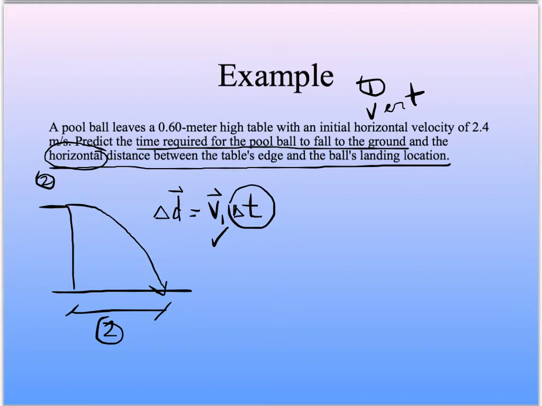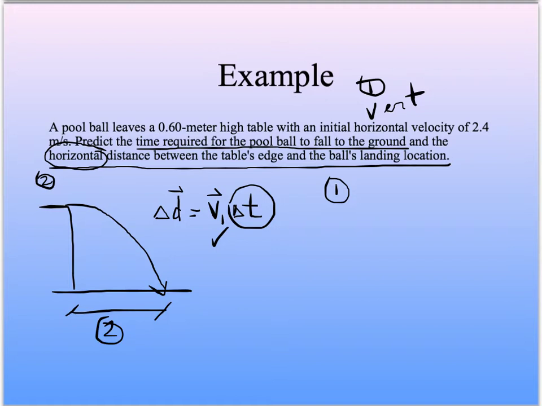Well, in order to find time, we need to figure out how long it'll take before it hits the ground. Because as long as the ball is traveling on its way to hitting the ground, it can be moving horizontally. After that, it stops.